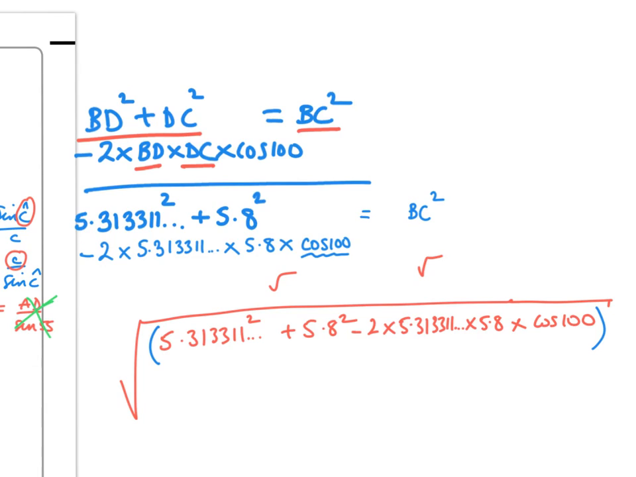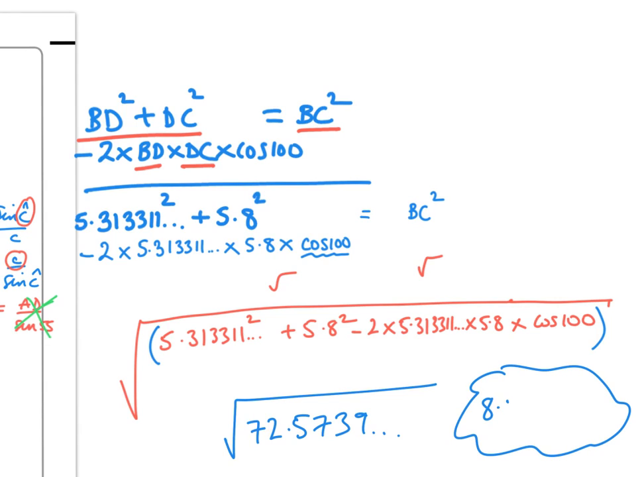Take away 2 times 5.313311, or the ANS part. I don't have to put the whole decimal in. As long as I've got 4 or 5 decimal places, that's enough for me. Times 5.8 times cosine 100, close bracket. And I get 72.5739 and so on. So now I can just square root that. So I'm doing to the power 0.5, which is the same as square root. You might want to do square root ANS or square root of what you've just written down. And that gives me 8.519036 and so on. And that's in centimetres. But let's just check what it wants it to.